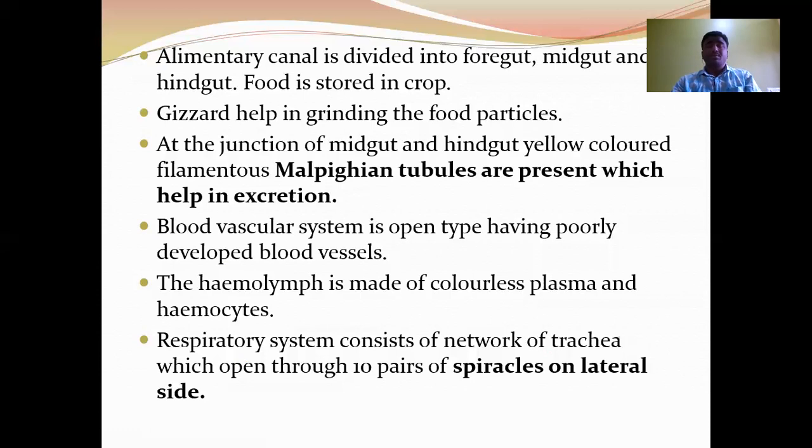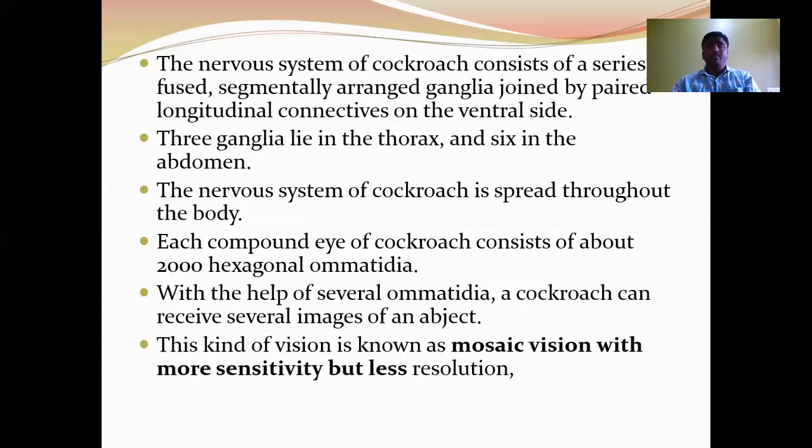Next, the respiratory system consists of a network of trachea, which open through 10 pairs of spiracles, which are located on the lateral side. Out of 10 pairs, 2 pairs of spiracles are located in the thorax region, mesothorax and metathorax, and the remaining 8 pairs are located in the first 8 abdominal segments.